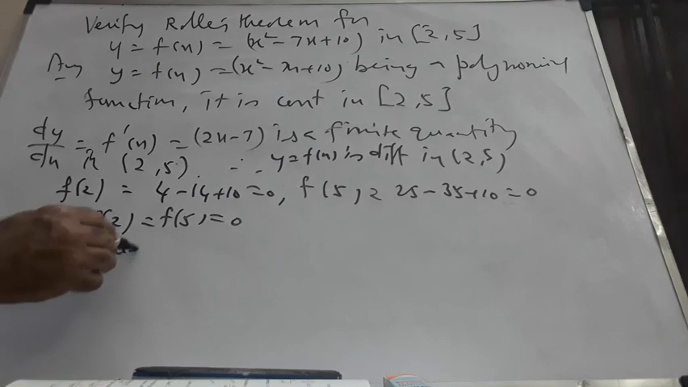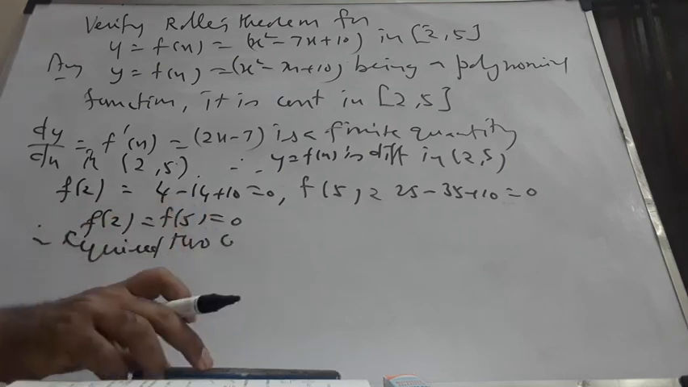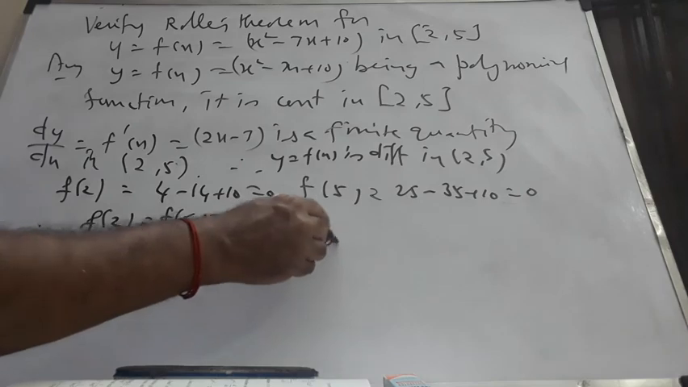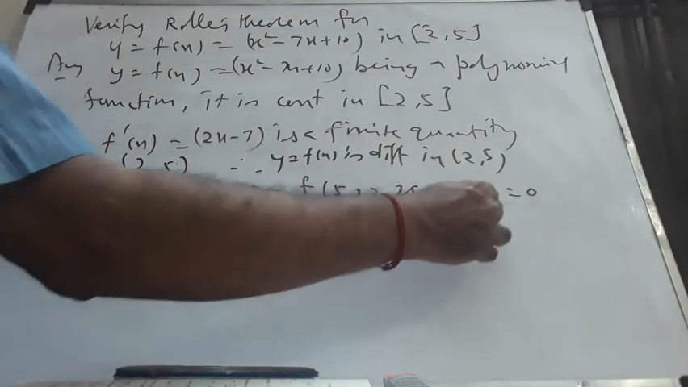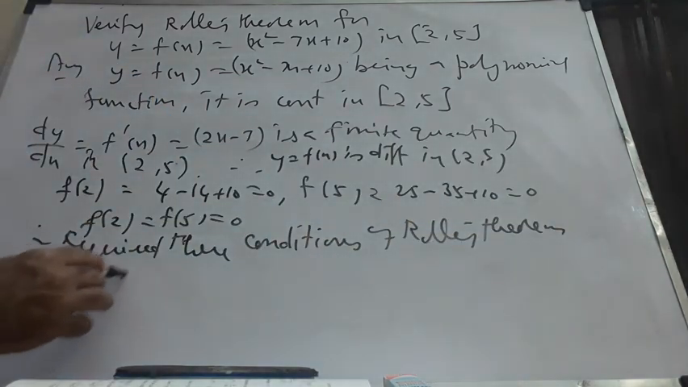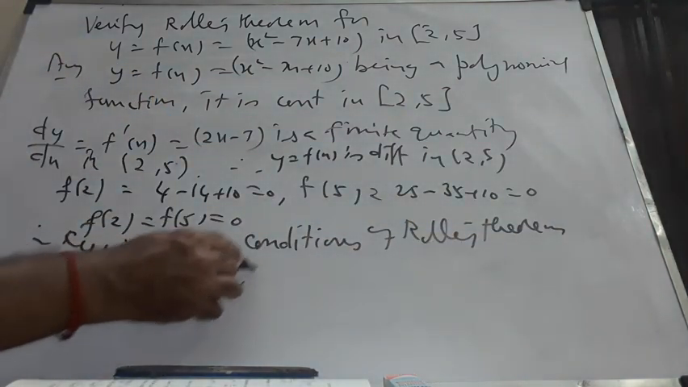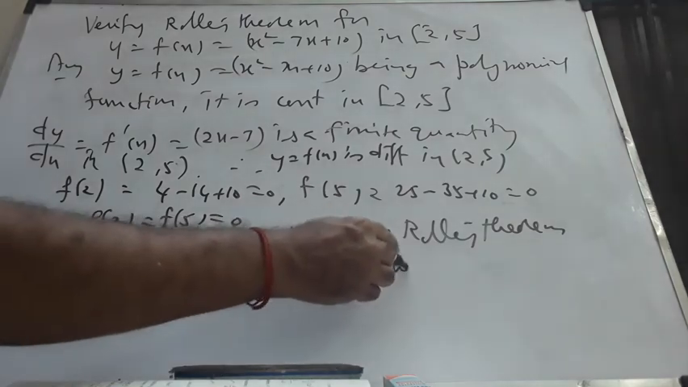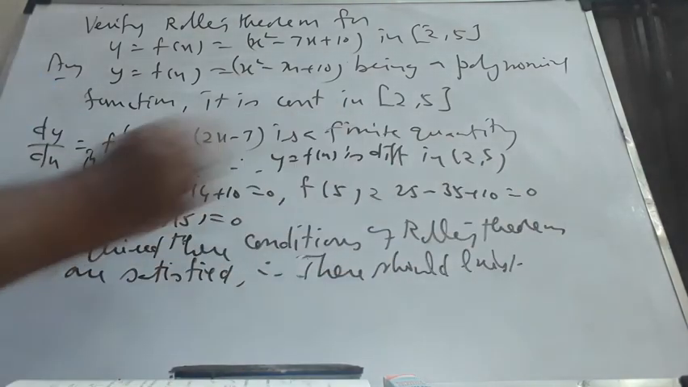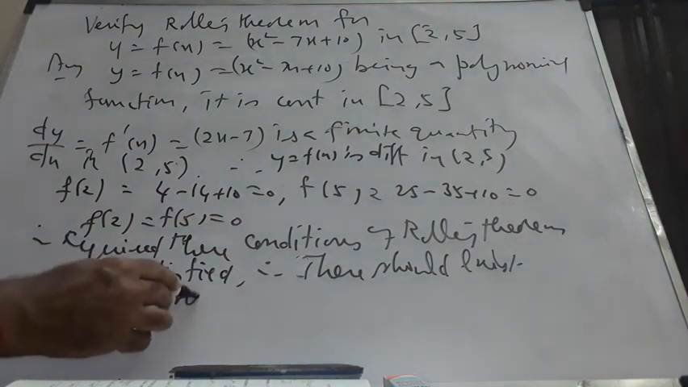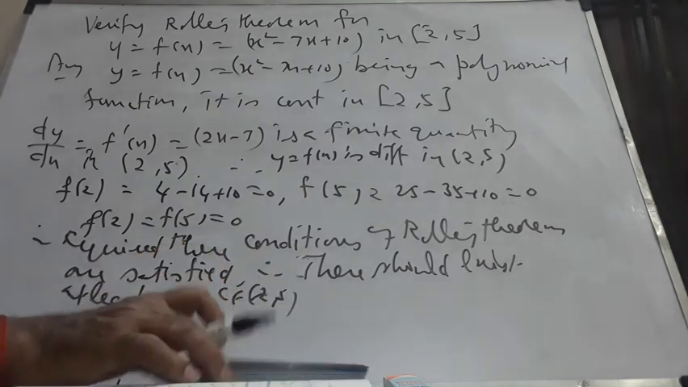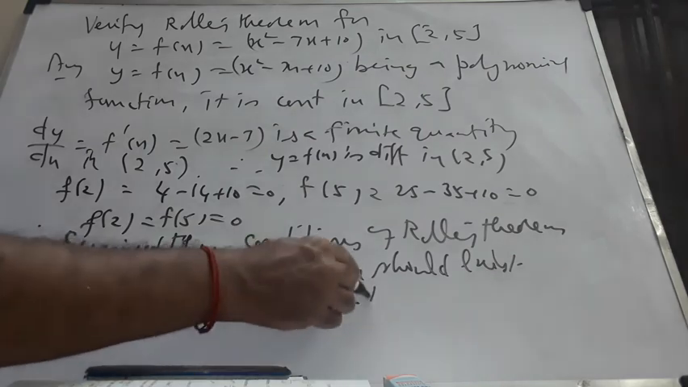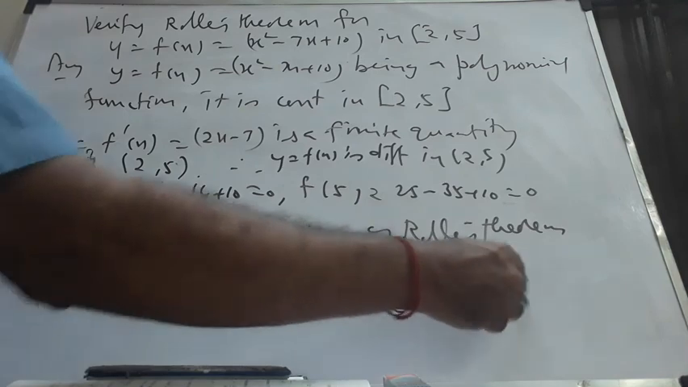Therefore, the required three conditions of Rolle's theorem are satisfied. Therefore, there should exist at least one c, an element of the open interval 2 comma 5, such that f dash of c is equal to 0. I should find such a c.